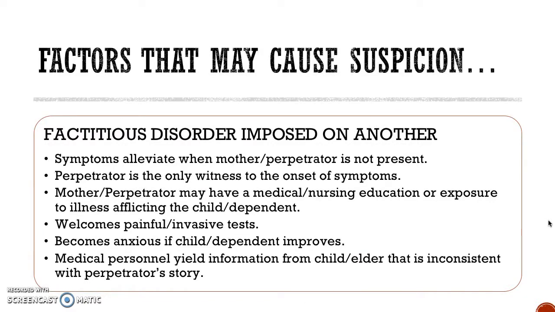So factors that may cause suspicion if factitious disorder is imposed on another. The symptoms may alleviate when the mother or the perpetrator is not present. So a child might not necessarily fake his or her symptoms if a doctor is present. However, if the mother returns, these symptoms might reoccur. The perpetrator is the only witness who sees the onset of these symptoms. So oftentimes mothers are the only ones who report seeing symptoms in their children.